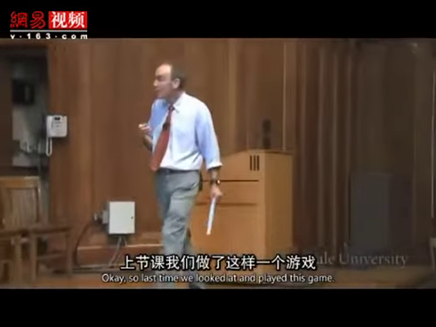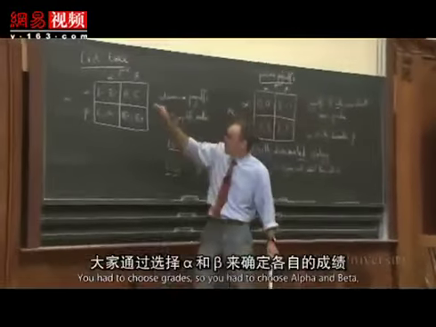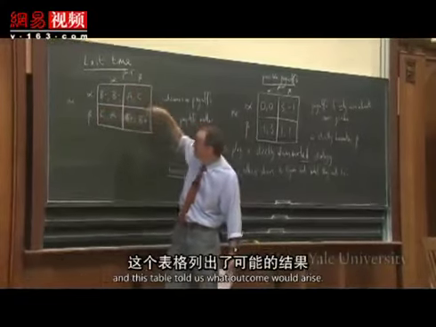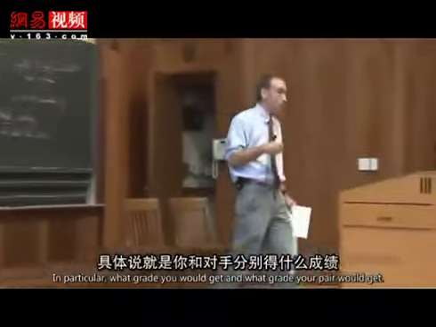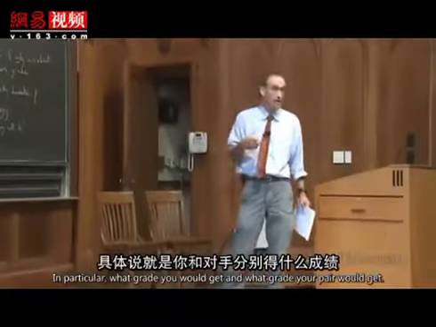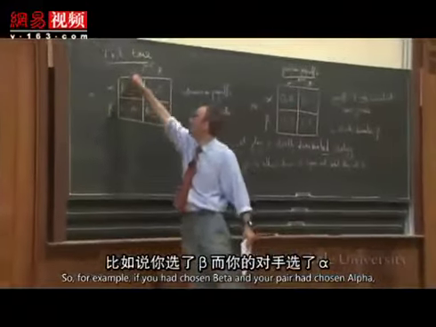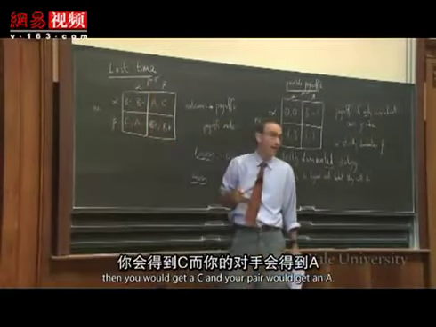Okay, so last time we looked at and played this game. You had to choose grades, you had to choose alpha and beta, and this table told us what outcome would arise. In particular, what grade you would get and what grade your pair would get. So for example, if you'd chosen beta and your pair had chosen alpha, then you would get a C and your pair would get an A.